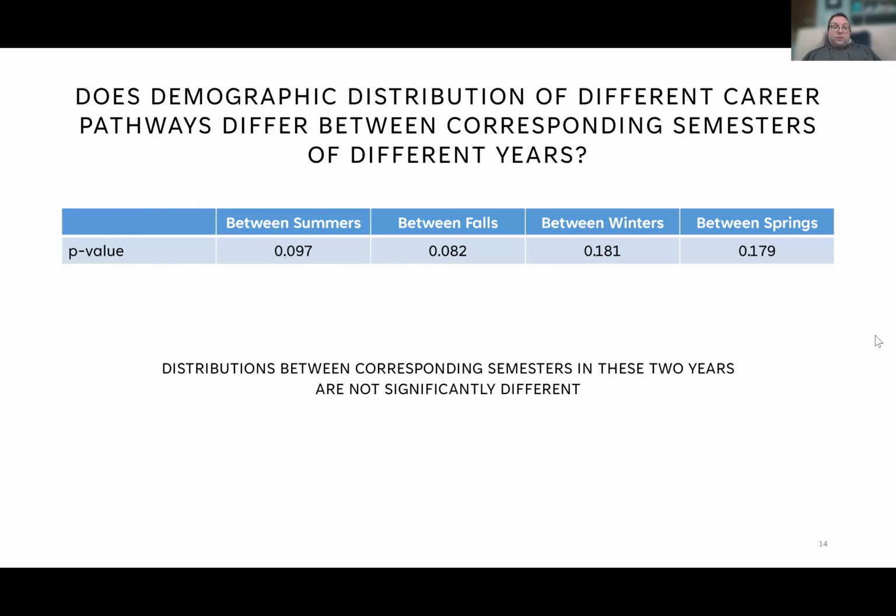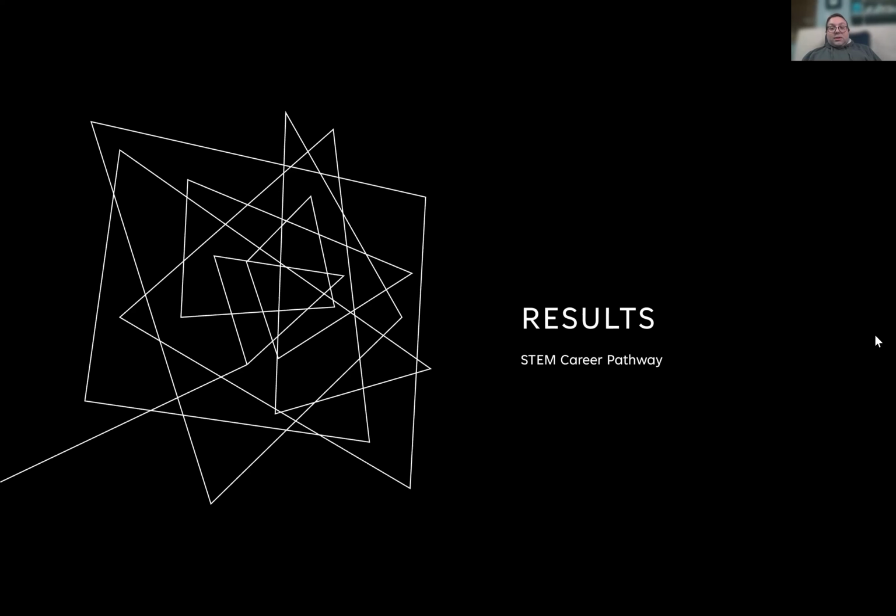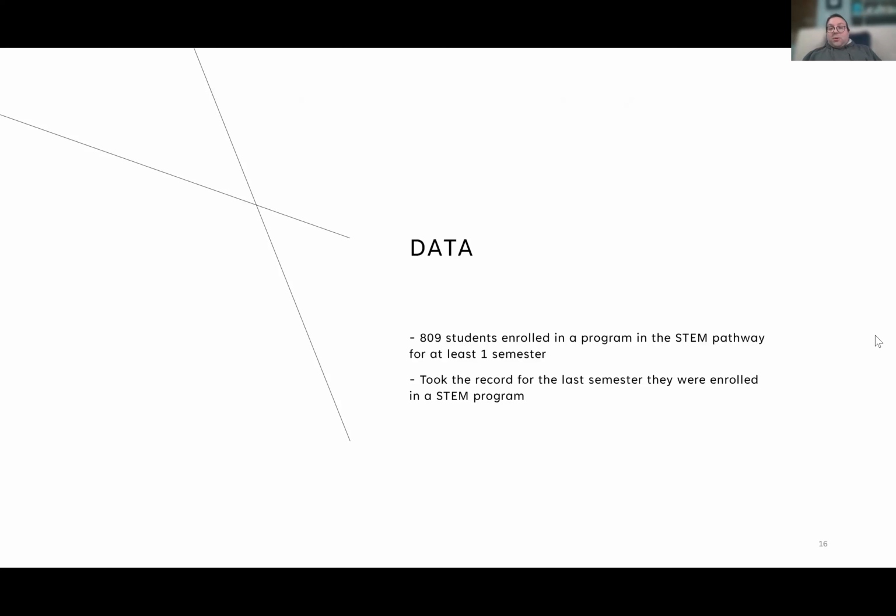And then the final question I wanted to highlight is taking enrollment in one single career pathway, and that's the STEM pathway. So like with the summary data, I subset everyone who was enrolled in a STEM program for at least one semester, and I took the record for the last semester that they were enrolled in a STEM program. Same caveats as with the general population.